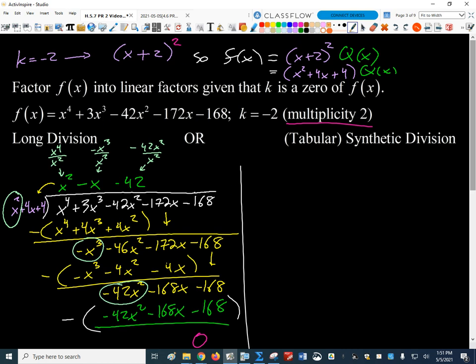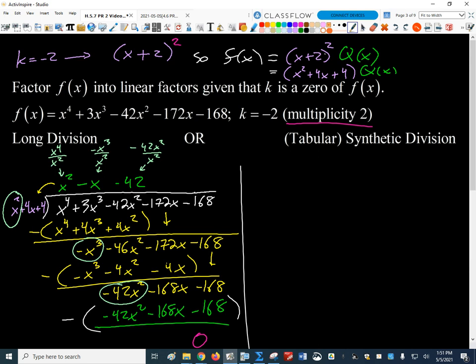Okay, so what's another way we could do this? Instead of dividing by the product of x plus 2 squared, we could have also just used synthetic division twice, couldn't we? Okay, so I'll show you a way you can do that.